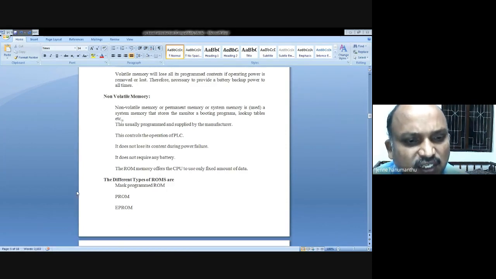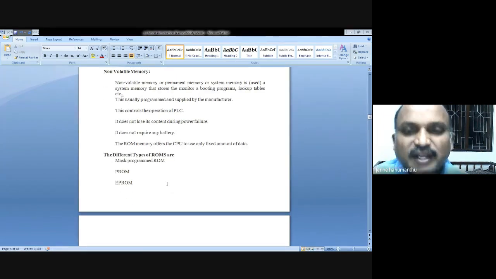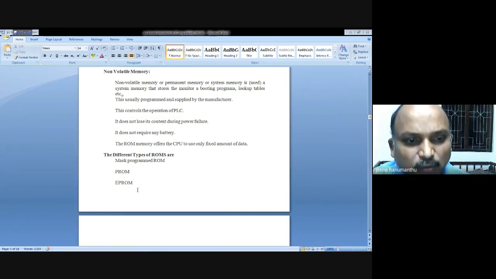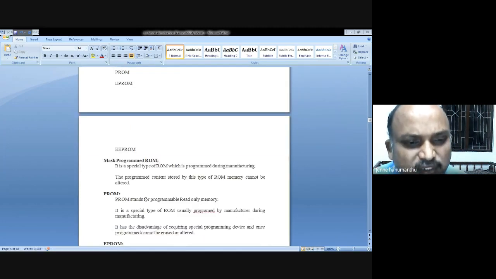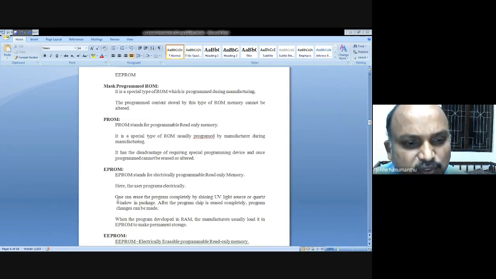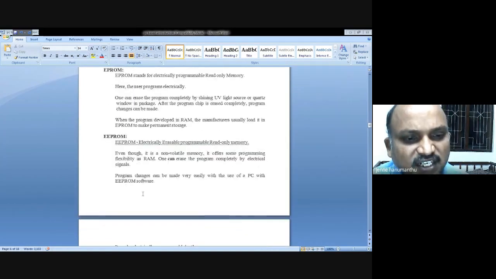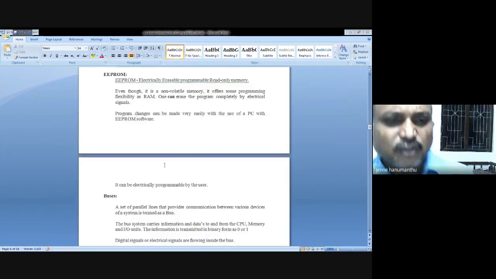See that different types of ROMs are available. What are the ROMs? Read-only memories, PROM, programmable read-only memory, erasable programmable read-only memory, EPROMs, EEPROMs, mask programmed ROMs, PROMs, EPROMs, EEPROMs, isn't it? These are all you may have studied in computer organization.